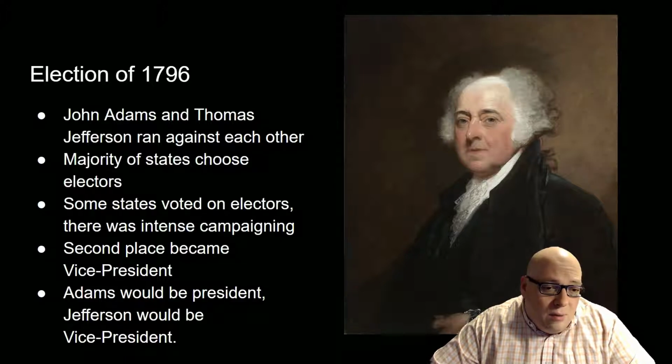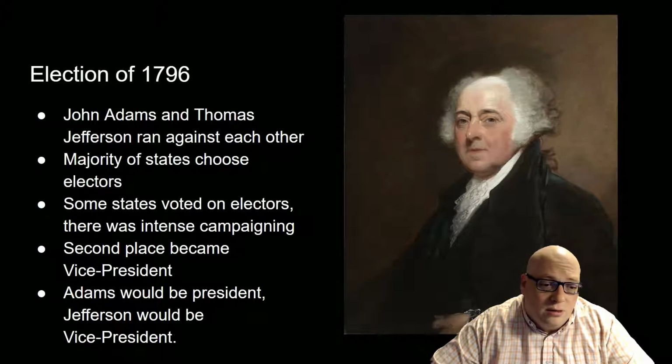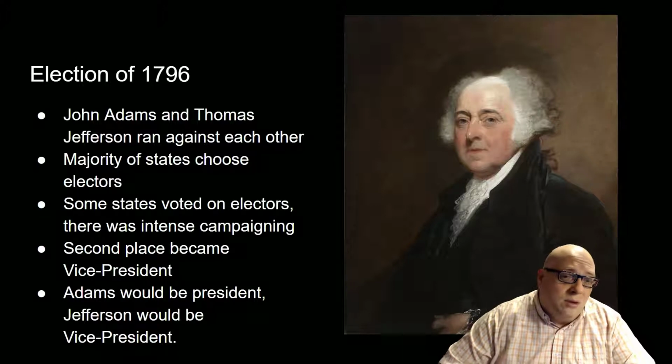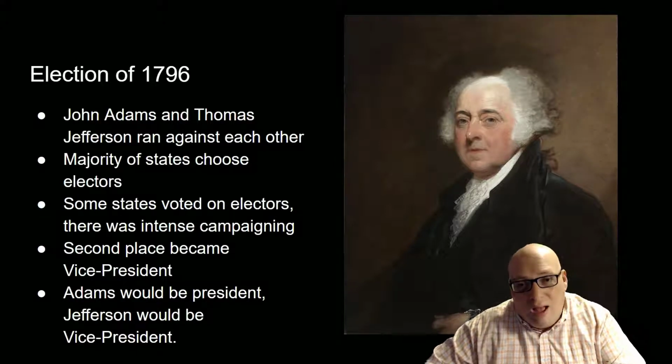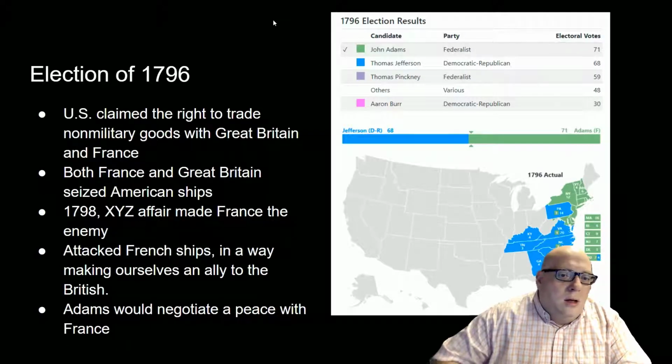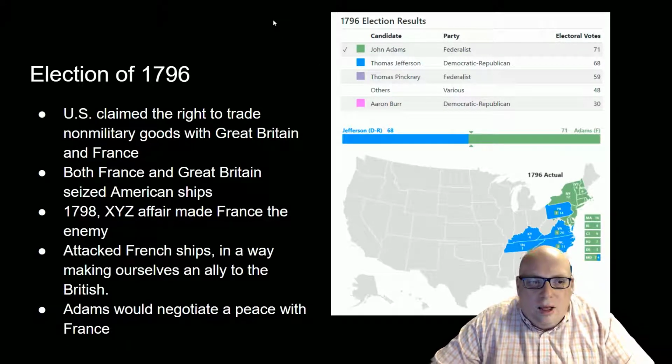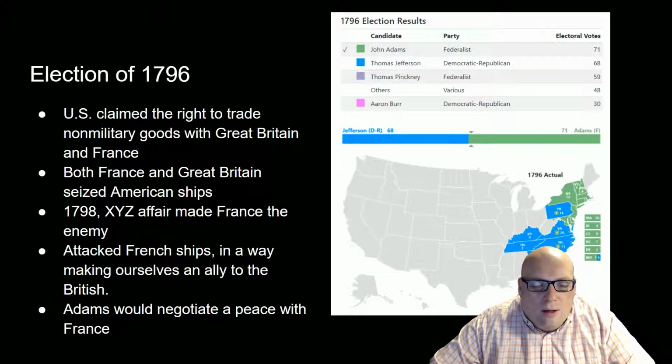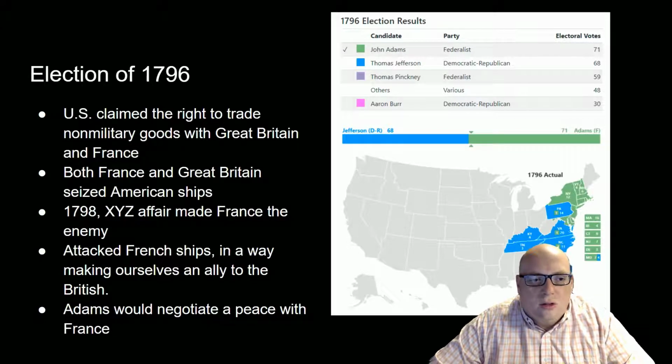The thing to keep in mind in this situation is that second place gets vice president. So Adams is going to become president, but Jefferson, because he got second place, even being the opposite political party, will be vice president. The issues that are happening here, as the United States claimed the right to trade non-military goods with Great Britain after this election. So John Adams is going to continue this idea that we have the right to engage in free trade in the oceans.